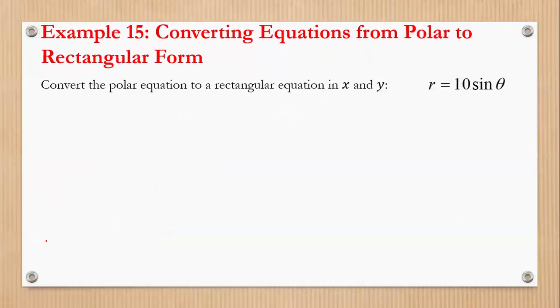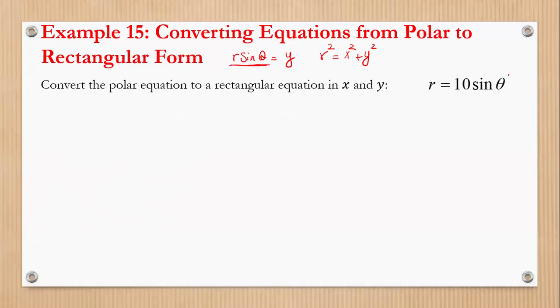And the last example, to convert this polar equation to a rectangular equation, we have r equals 10 sine theta. Okay. I remember the formulas that I have. The formulas tell me if I have r times sine theta, I can replace it with y. If I have r squared, I can replace it with x squared plus y squared. But none of them works here. But we may be able to create this one.